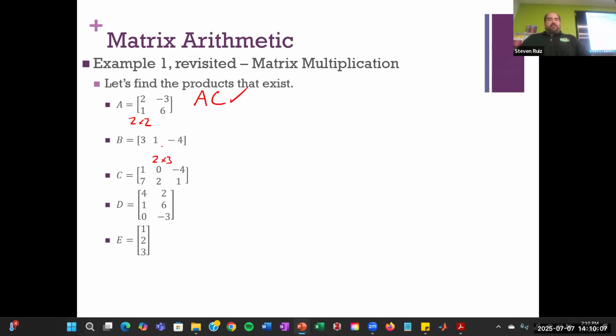Will A multiply by anything else? Yeah, DA should work. What's the order of D? 3 by 2. 3 by 2 will multiply by a 2 by 2. I think those are the only 2 that involve A. So we'll make a more complete list tomorrow and we'll work on some of those.